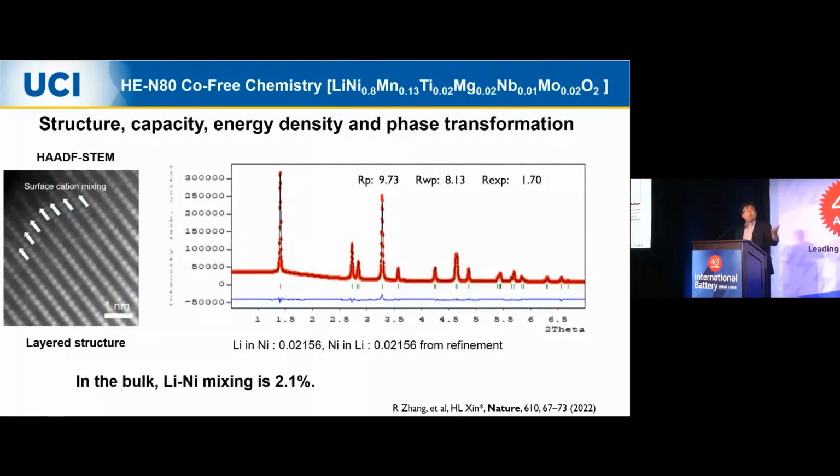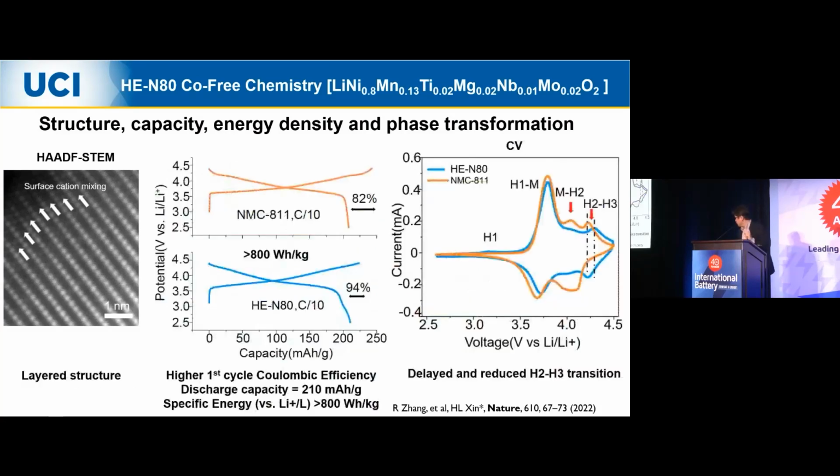What about the structure? It's still a layered structure, right? Because of this segregation, the surface has some cation mixing, right? But not enough to increase the polarization of this cathode. And through XRD refinement, we found the lithium transition metal cation mixing is only 2.1%. This is only slightly higher than the commercial A11 material, right? So that's good. And then, of course, the true test is discharge capacity, right?